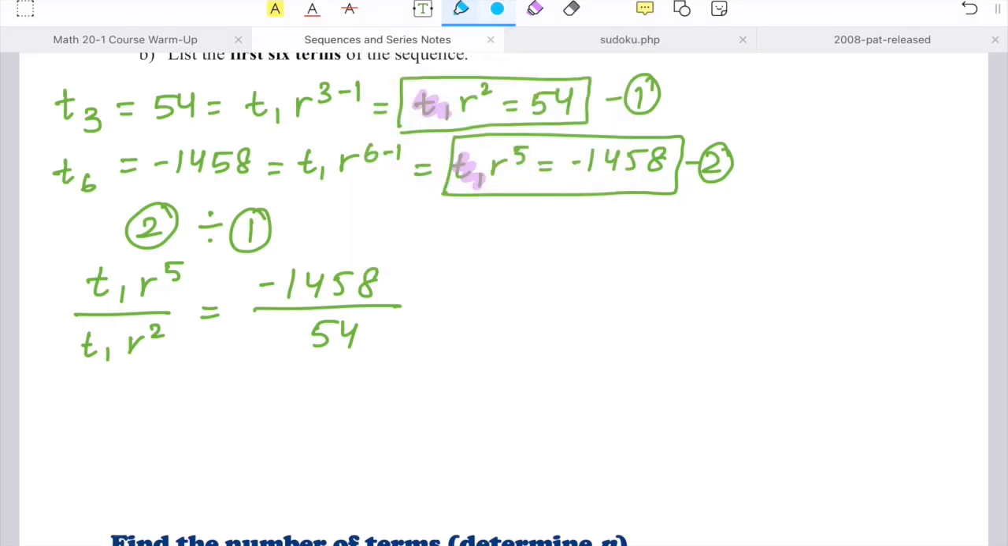Okay. And the reason why it works is T1 divided by T1 is just 1. r to the power of 5 over r to the power of 2 is r to the power of 3, and negative 1458 divided by 54 is negative 27. So to isolate my r, now I need to take the cube root of both sides. The cube root of r cubed is just r, and the cube root of negative 27 is?